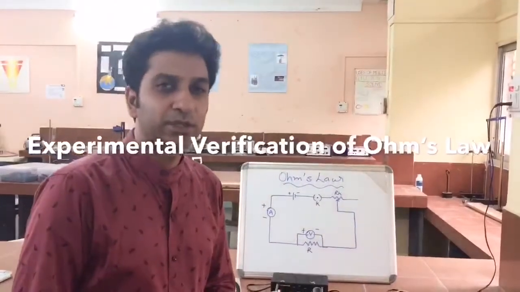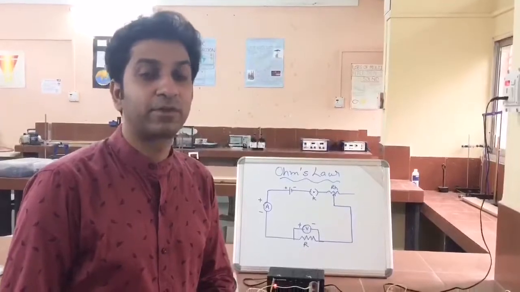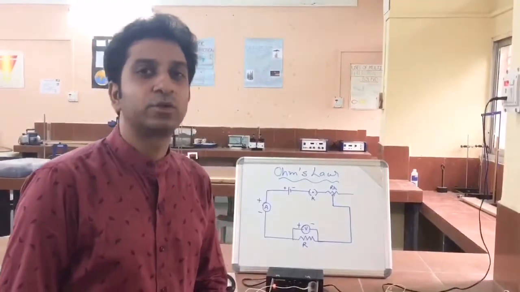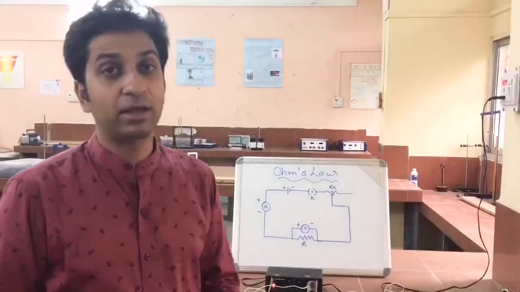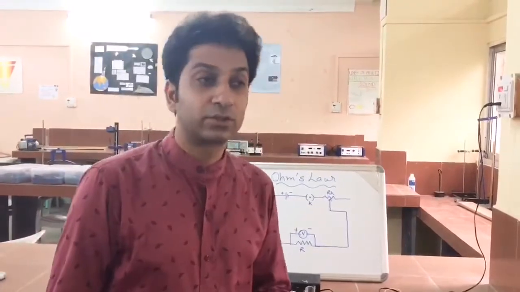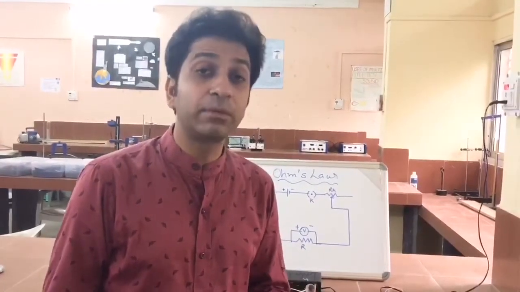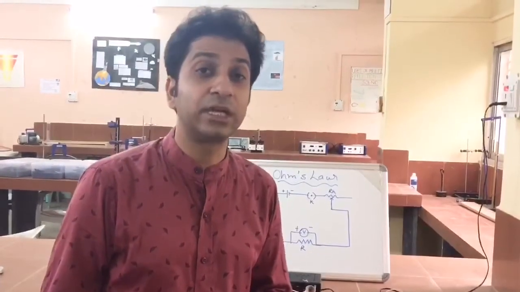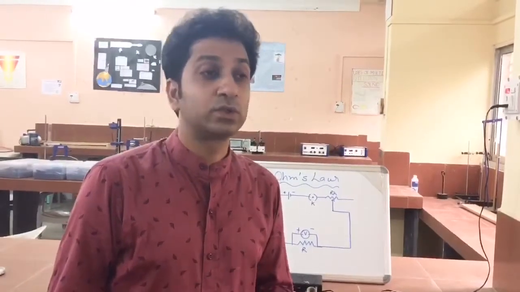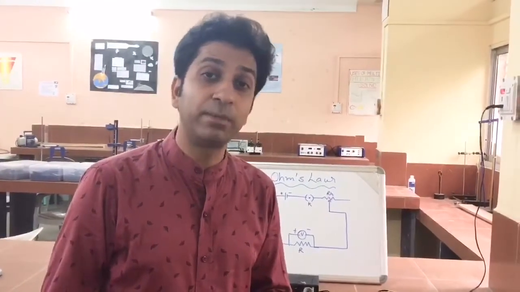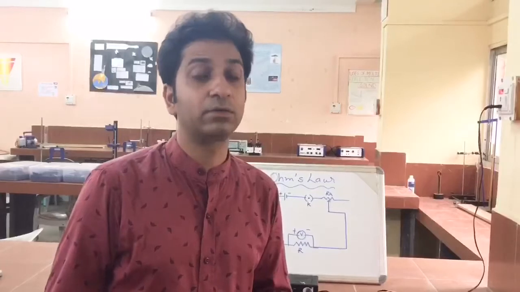Let's do the experiment for Ohm's law. Hopefully you had studied the theoretical interpretation of Ohm's law. I will just review once. Ohm's law, you all know, is a basic law that governs the relationship between the potential difference and the current. It states that V is directly proportional to I, keeping the physical conditions constant. So let's do the experimental verification of this statement today.